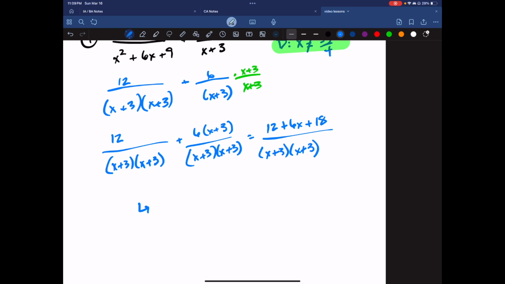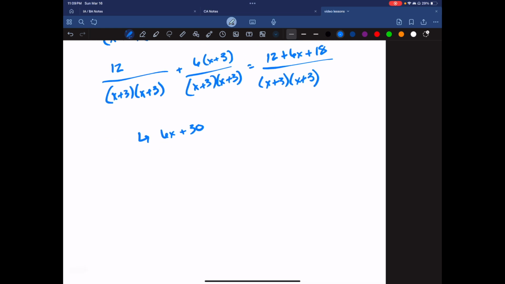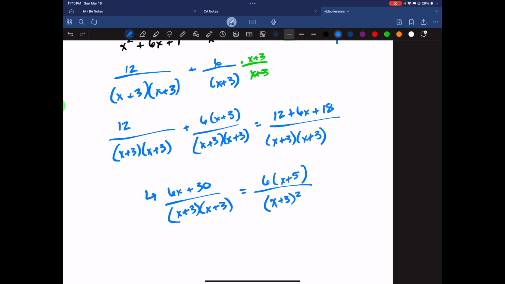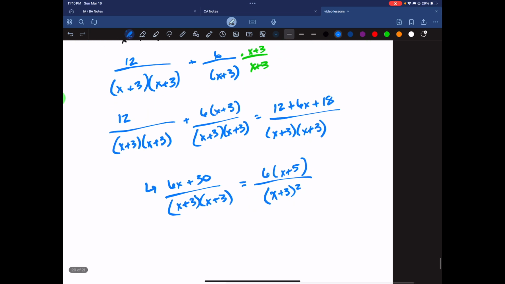That's going to be 6x plus 30. Okay, and then that's going to give you, I can take a 6 out of the top, 6 times x plus 5. Well, that's not going to get rid of any of my x plus 3s. But now that I know that, I can rewrite this as x plus 3 all squared. Okay, and this would be my simplified rational expression.